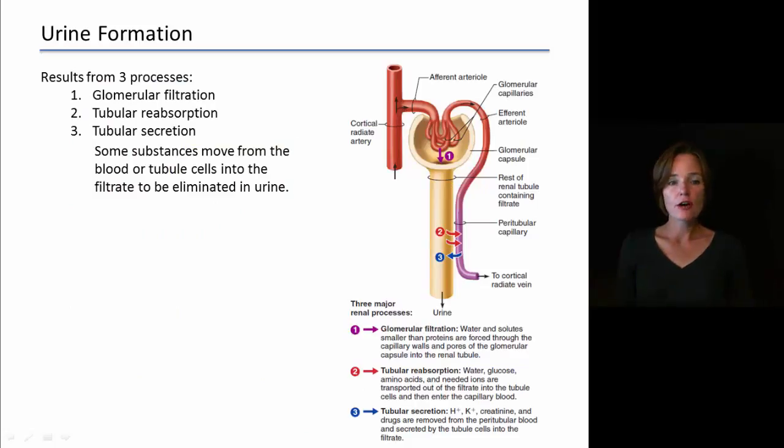The third stage of urine formation is going to be tubular secretion. With tubular secretion, some substances are going to move from the blood or the tubule cells into the filtrate, so they're going back into this fluid so that ultimately they can be eliminated from the body in the form of urine. This is shown here as number 3 in our image. So things like hydrogen ions, potassium ions, creatinine, drugs, lots of things, will be removed from the blood, and then they're going to be secreted into the filtrate by those tubular cells.